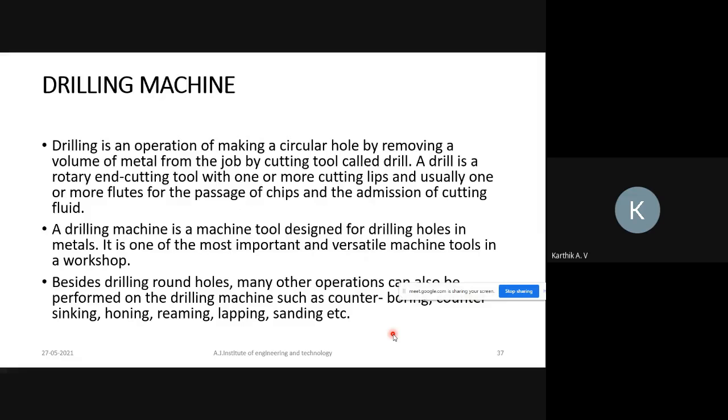Next one is the drilling machine. The drilling machine is very simple. Drilling is the operation of making a circular hole by removing metal from the workpiece, then you will get the required hole in the workpiece. You can use different drill bits, and also the spindle rotation. Based on the diameter of the hole required, you can select a particular type of drill bit. Suppose you want to create a larger diameter hole, then a bigger drill bit is required, like 30 mm, 40 mm, 50 mm. Based on the requirement, you select a drill bit and fix it in the spindle.